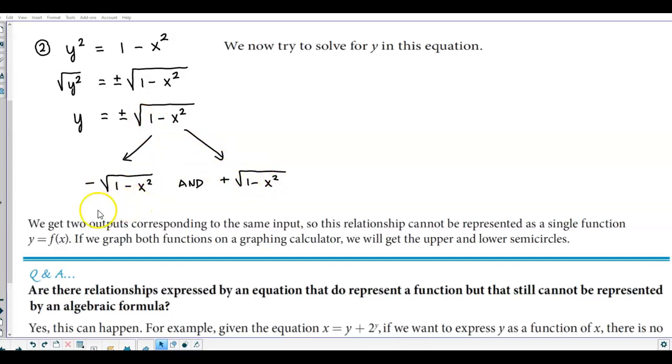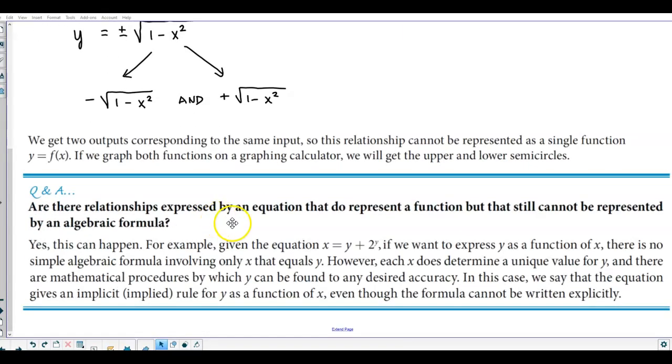So in this scenario, we're going to get two outputs corresponding to the same input. So this relationship cannot be represented as a single function, y equals f of x. And if we graph both functions on a graphing calculator, we will get the upper and lower semicircles.